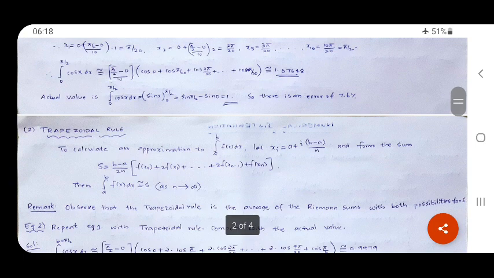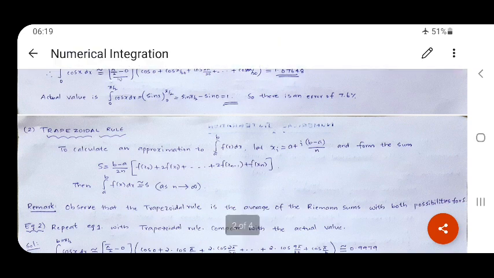Again, the next one is the trapezoidal rule. To calculate an approximation to the integral from a to b of f(x) dx, let xi = a + (b−a)/n × i, as in the previous case, and form the sum S = (b−a)/(2n) × [f(x0) + 2f(x1) + 2f(x2) + etc. + 2f(xn−1) + f(xn)]. Then the integral from a to b of f(x) dx is approximately equal to S as n tends to infinity.